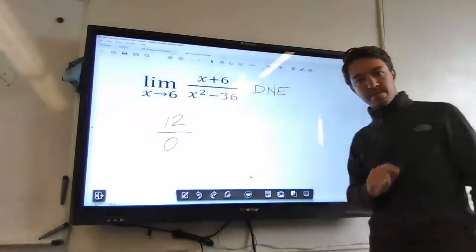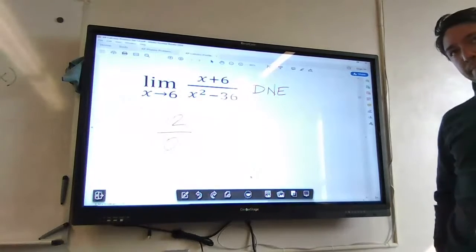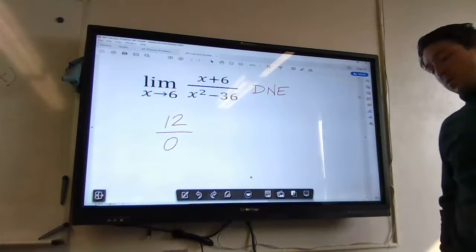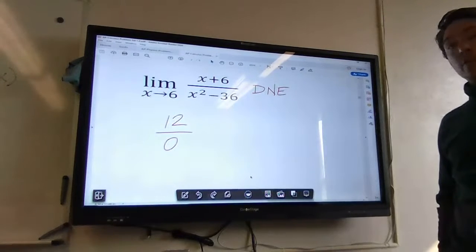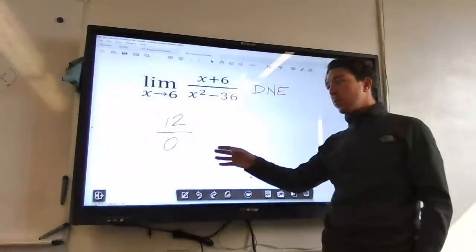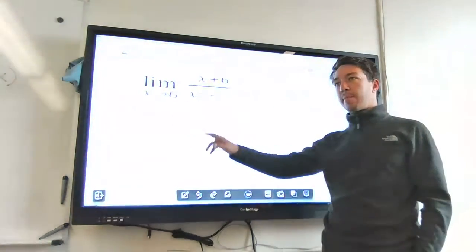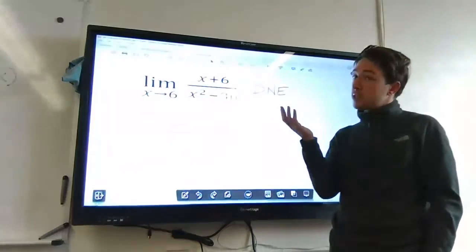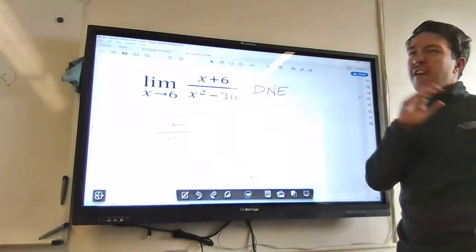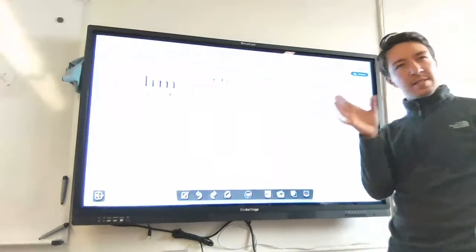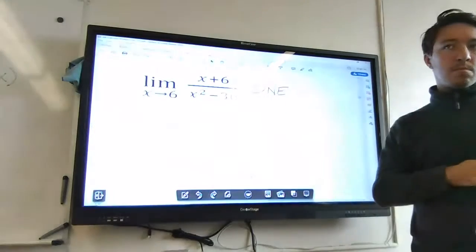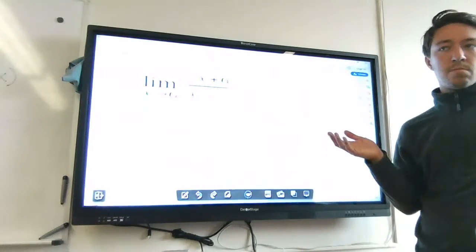How do we feel about that? So in terms of like a rule, if you're a rule follower, it's if you plug in a number and you get a non-zero number divided by 0, then the limit doesn't exist. There's no way around it. The only time you're looking to factor and do that kind of stuff is when it's 0 over 0, indeterminate form. So you guys feel okay about that?